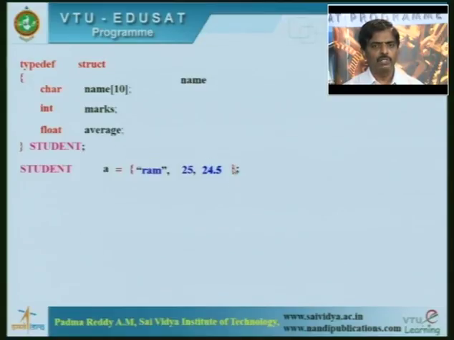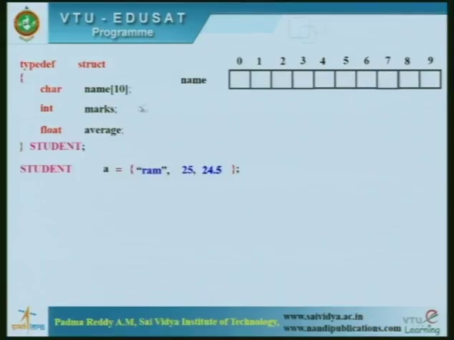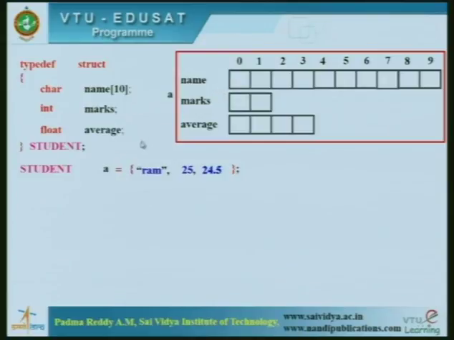Semicolon. Now as usual, for name, how many bytes? 10 bytes will be reserved. And then what is the next one we have? Marks. Marks is of type what? Integer. So for marks, if I say size of integer is 2 bytes, 2 bytes of memory will be allocated. Then you have average. It is of type what? Float. So for average, 4 bytes of memory will be reserved. So all these memory locations are identified by a common name. What is the name given here? A. Now what will happen here? The string RAM will be copied into this memory location. It ends with what? Null character. Then we have 25, and the 25 will be copied into these memory locations.